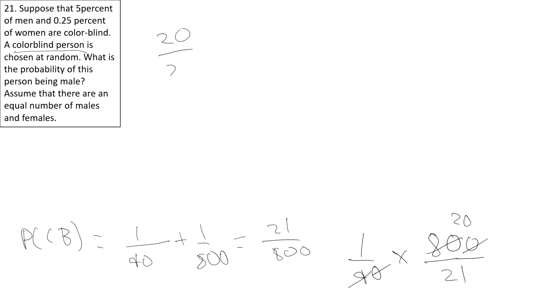20 by 21 into 100. This is the percentage of people who are colorblind and male. Percent. So let's proceed to the next question.